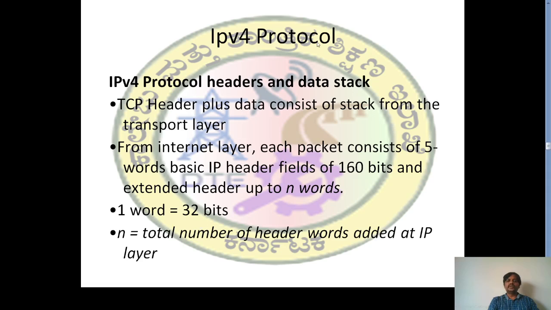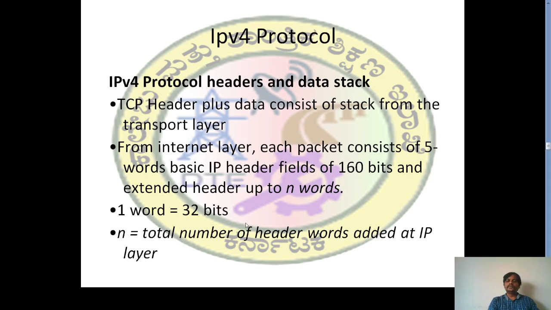Coming to the IP version 4 protocol, IPv4 protocol headers and data stack. The TCP header plus data consist of the stack from the transport layer. From the internet layer, each packet consists of 5 words, basic IP header fields of 160 bits, and an extended header up to n words.